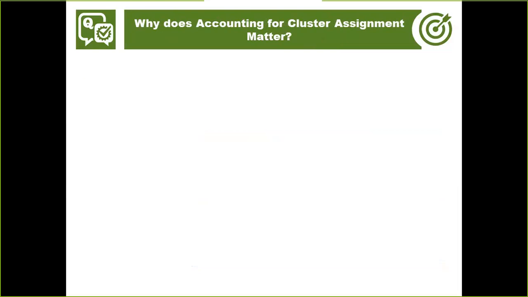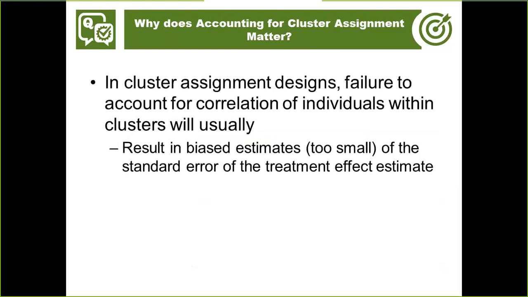Okay, why does accounting for clustering assignment matter? Why is that one of our important elements? It's because failure to do so will usually result in standard error estimates that are too small. If the standard errors are too small, then the p-value from the impact estimate will be too small, and you may conclude that there was a significant impact when you really should not have reached that conclusion.